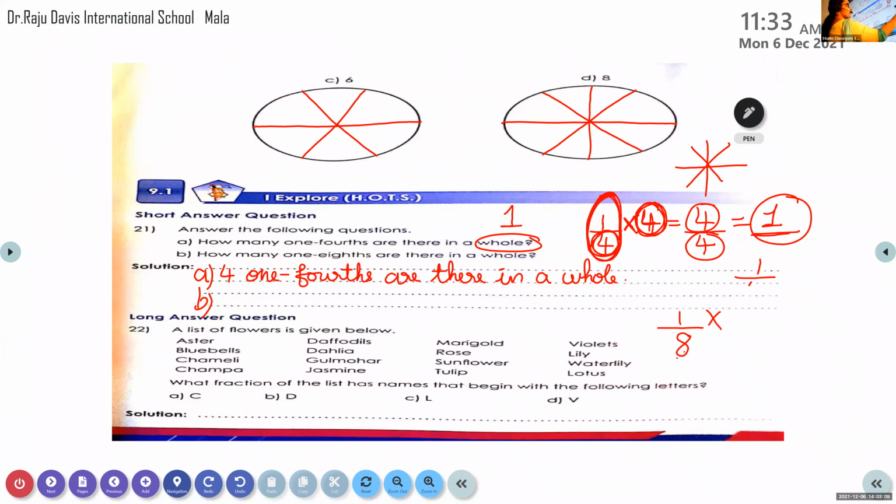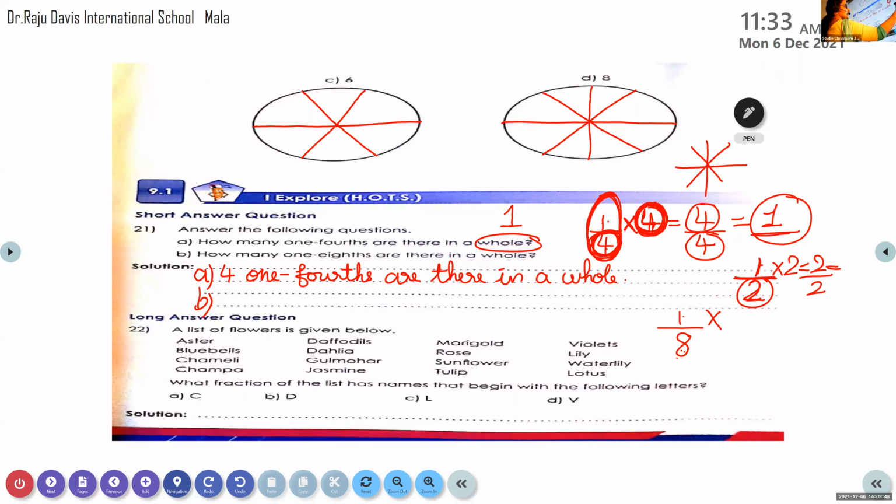If it was half, you have to multiply with 2 to get a whole. 1 into 2 is 2 and you will get 1. So according to the denominator, you have to multiply the number. So 1/8 has to be multiplied with which number to get a whole? Look at the denominator and the multiplied number. 8. Yes, 8. Good, Abha. 1/4 is multiplied with 4. The denominator and this number are the same, isn't it? Then only you will get a whole.